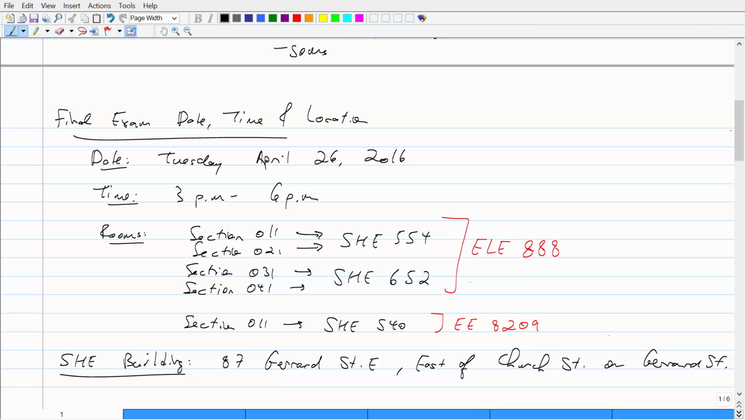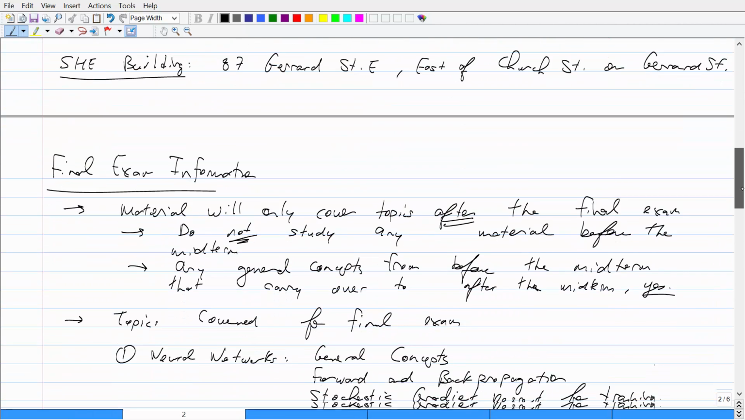And then depending on which section you're in and depending what course you're in, you're split up into 3 different rooms. So we're pretty much going to occupy the entire 5th floor and some of the 6th. So if you're in section 1 and 2, you're right in the SHE building, 554. If you're in section 3.1 and 4.1, you're in 652. This is for ELE today, the undergraduate stream. If you're in the graduate stream, you get a room all to yourself, which is the SHE building 540. Okay, SHE building is 87 Gerrard Street West, at Church and Gerrard. If you don't know where it is, you can either look it up on Google Maps or take a look at the official campus map for more details.